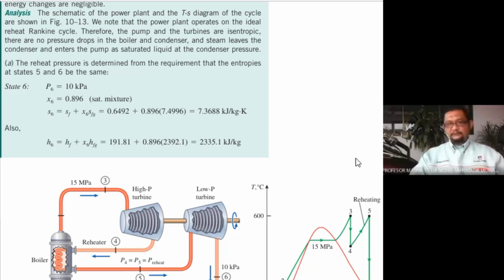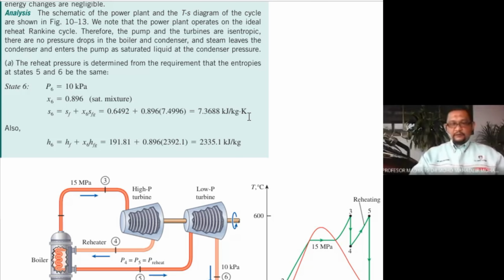So you will get 0.6492, and also SFG is FG minus SF. So this is the value, and then from there you calculate, you will get S6 is 7.3688 kilojoule per kilogram Kelvin.